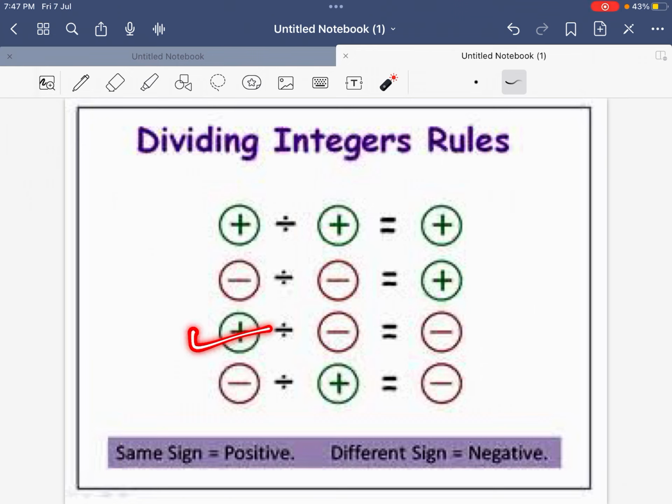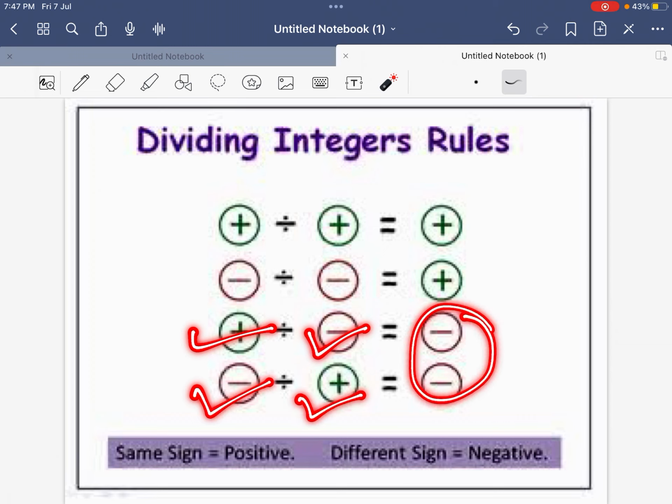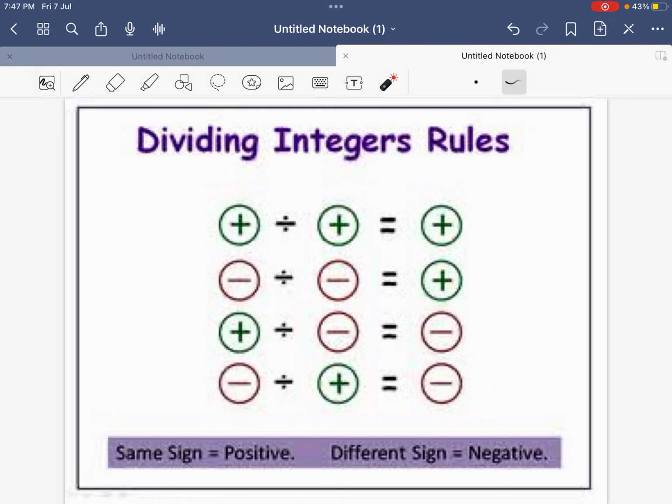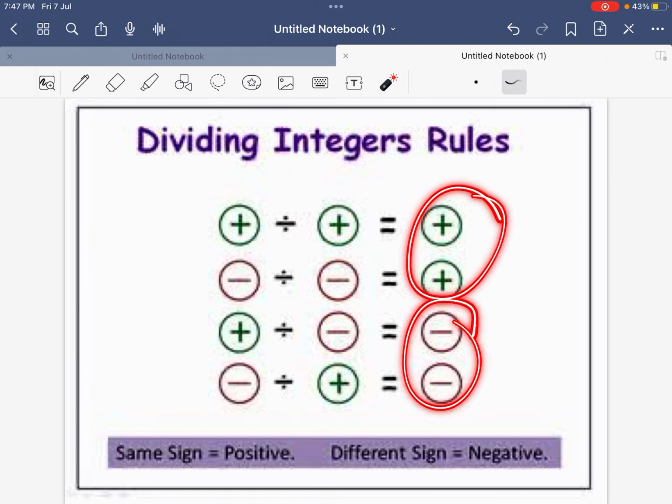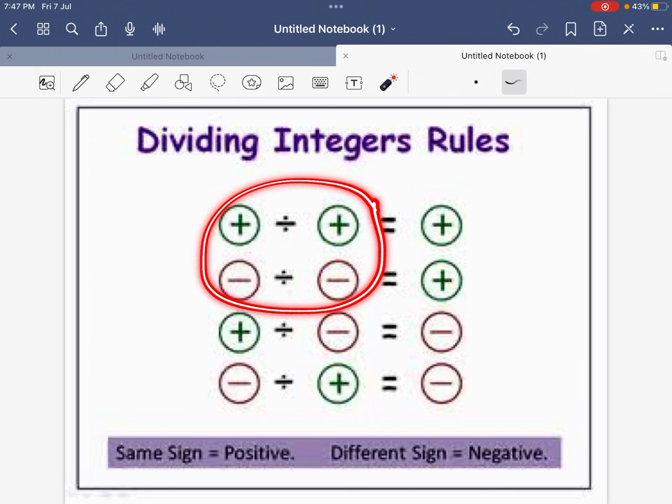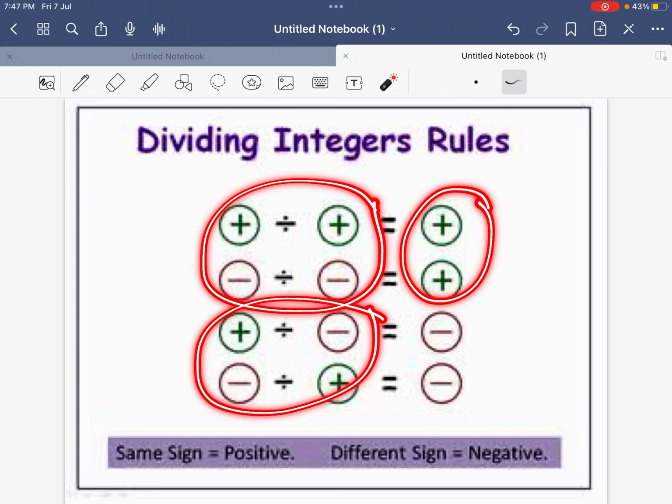Here one is positive, one is negative. In this case one number is negative, one number is positive. So for both cases your answer is negative. And if positive positive, then also positive; negative negative, your answer is positive. So always keep in mind plus plus, minus minus: if the same signs are there, then you will get a plus, and if opposite signs are there, then you will get a minus.